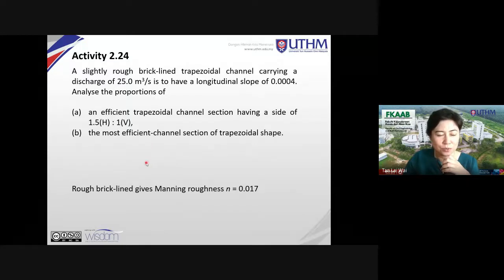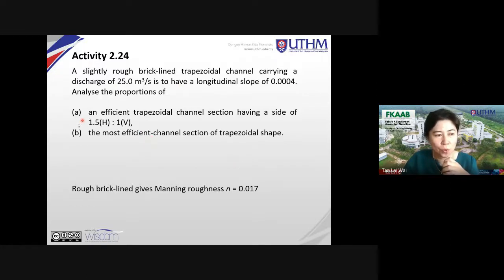Z equals 1 over square root 3. Now, the question asks us to find the dimensions of the trapezoidal channel. If you have a trapezoidal channel, what are the dimensions that you need to provide? Of course, the bottom width, B, the side slope, which is Z, and then the depth of flow, because since discharge and longitudinal slope are provided, you can find Y, right?